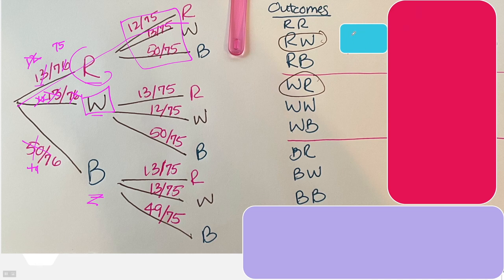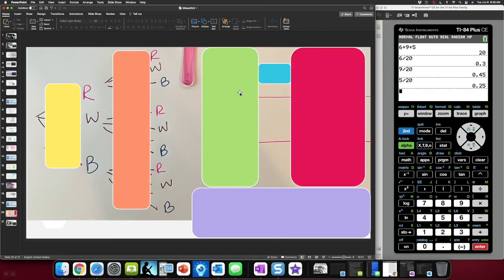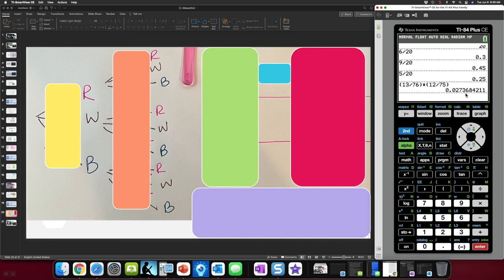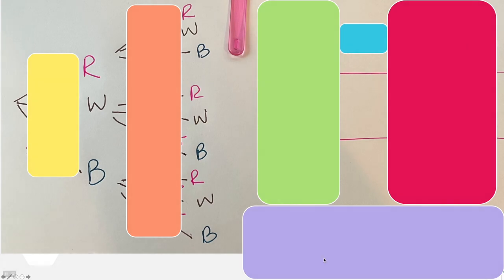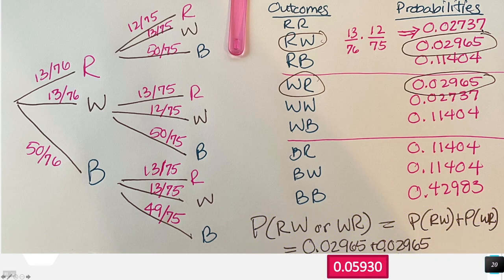And in the same way, to get the corresponding probabilities, we will take 13 out of 76, and we will multiply it by 12 out of 75. And that will give us our corresponding probability. You could do that here, 13 out of 76, times 12 out of 75. And that gives me 0.02737 when I round. And I think that's what I did, was keep four significant digits, because I'm going to use this to get the final answer.